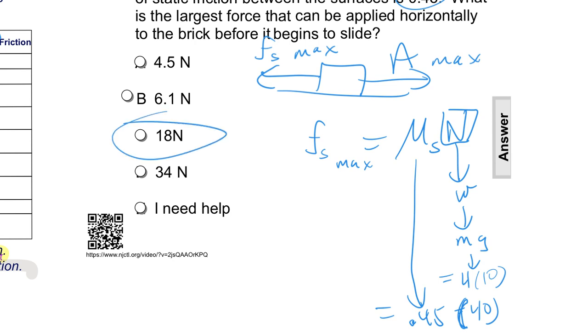Hold on, let me double check that on my calculator. Okay, I get exactly 18. So I guess they used 10 instead of 9.8 this time.